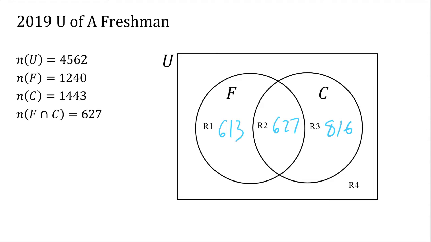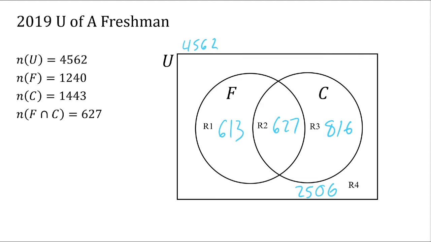Now, we know the entire universal set should add up to 4,562. So region 4 would just be the difference between that and the sum of regions 1, 2, and 3. So if we add up all the numbers in regions 1, 2, and 3, and then subtract that from 4,562, we get 2,506 students. And so those would be the students who are not taking finite and are also not taking English composition. All right. So let's find a couple probabilities here.